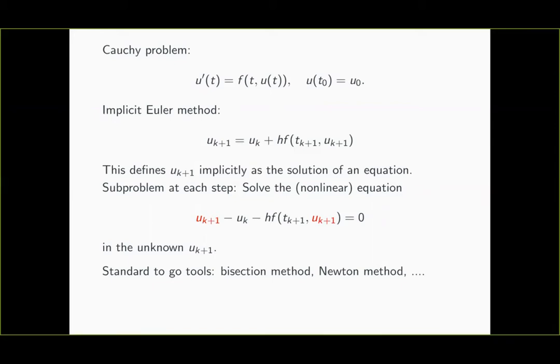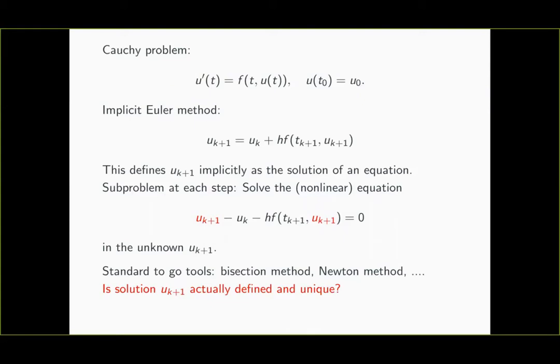And as you remember, you can also rephrase this as finding the root of a function. By rearranging this equation, you can also write it as u_{k+1} minus u_k minus h times f of t_{k+1}, u_{k+1} equals 0. The left-hand side, as you can see, can be considered a function in u_{k+1}. So solving the nonlinear equation boils down to finding the root of a function. And for that, we already have a variety of tools. Examples include the bisection method or the Newton method.